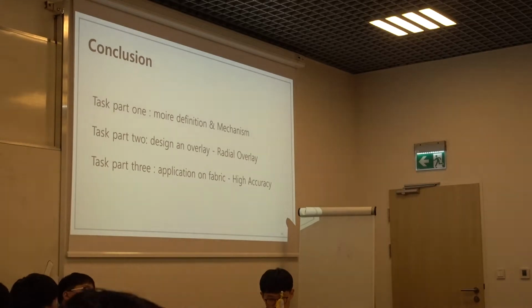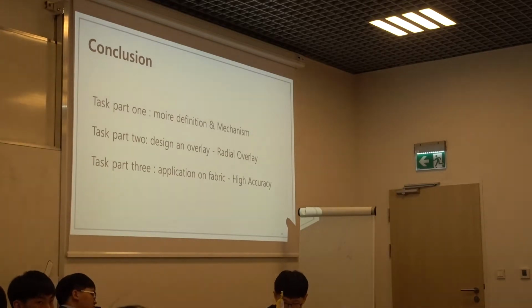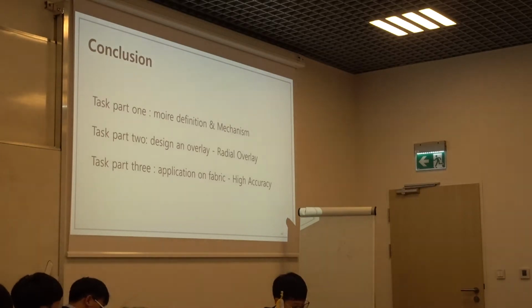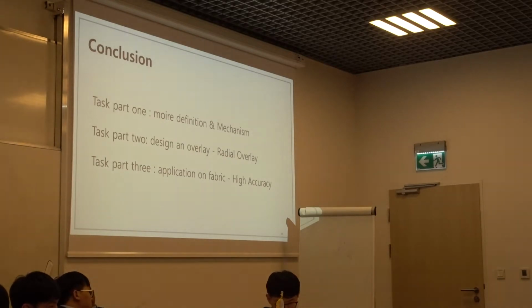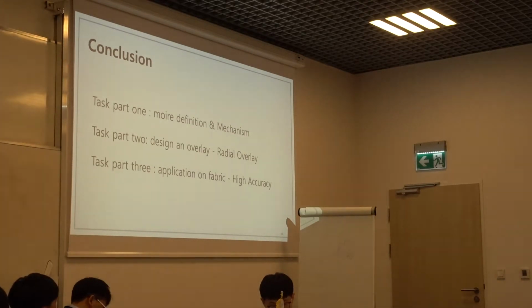And task part two was about designing an overlay. At first, I showed you manual FFT results, and then I showed you calculating by manual counting, and then I showed you the linear overlay, which had a limitation because it was only able to calculate for simple fabrics, but not for complex fabrics. And this point is very important because for the complex fabrics, the fabric itself makes a MORE pattern.